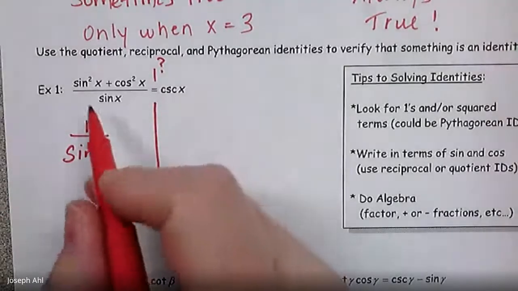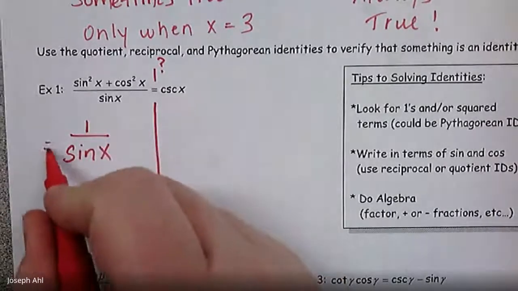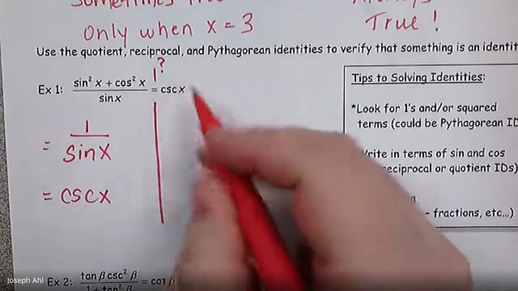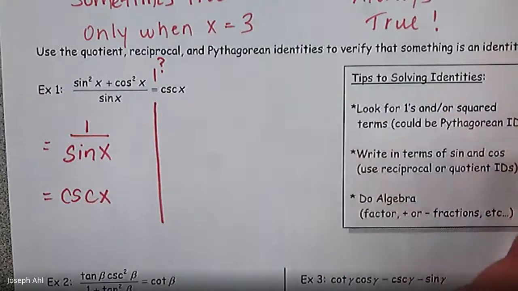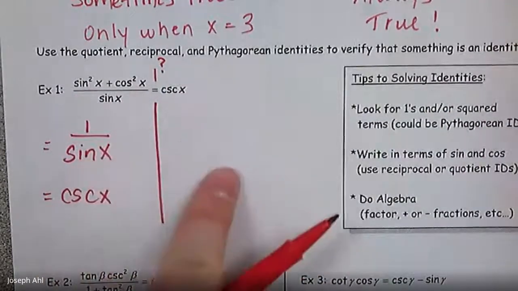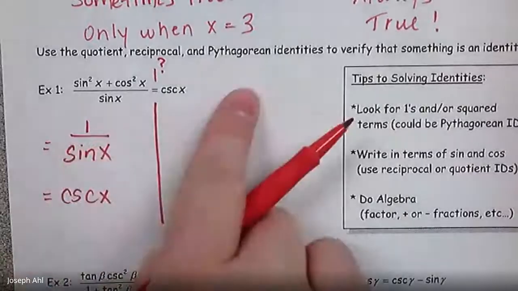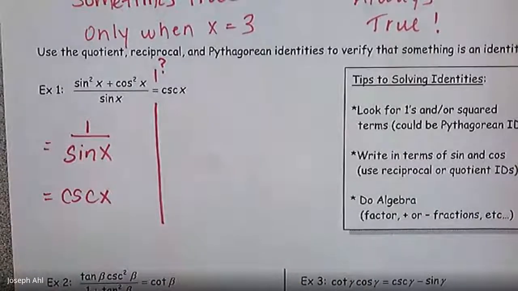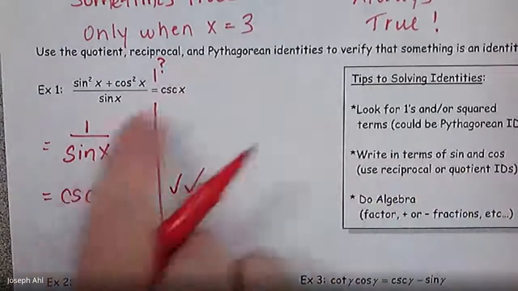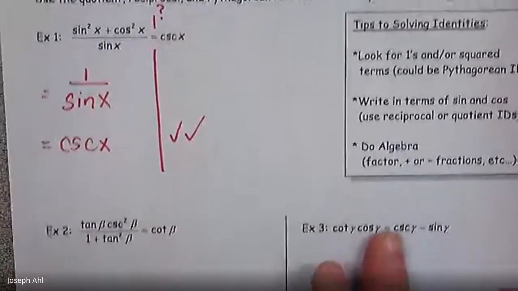Oh, and by the way, what is 1 divided by sine x? It's the same thing as cosecant of x. That's exactly what we have on the other side. So within your identity proofs, you can work down both sides if you need to, but you can't cross over. You can't say, oh, I'll multiply both sides by sine x. Don't cross the wall there. But I've just proven that these two things are, in fact, equal to each other by using some Pythagorean identities there.